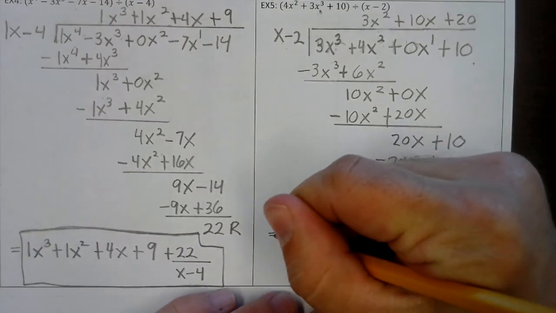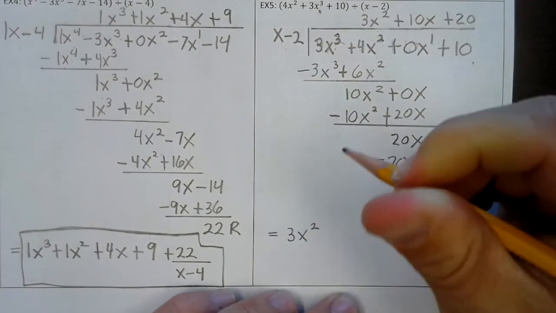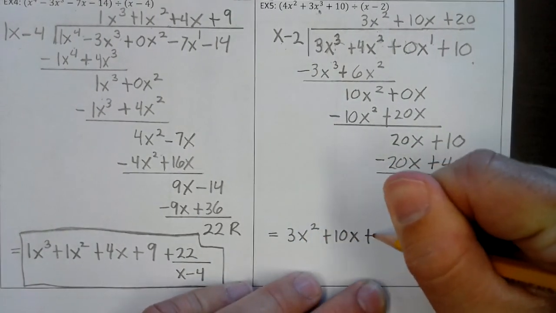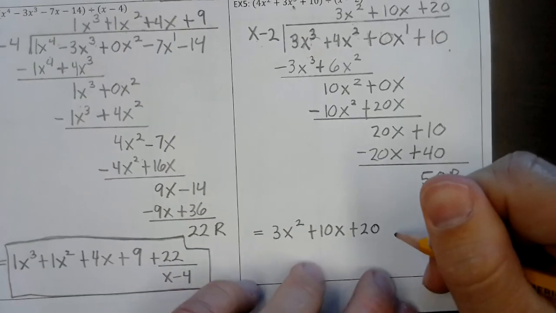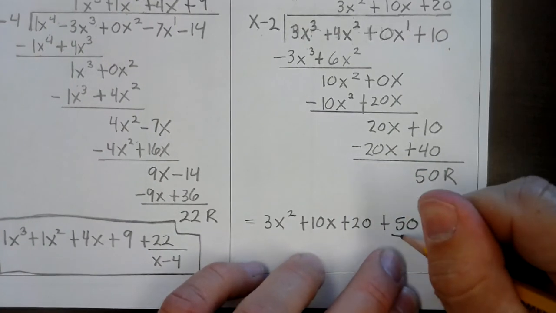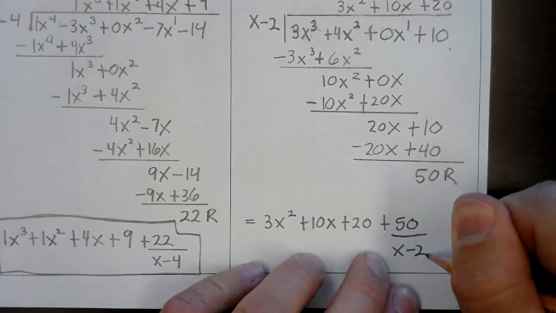So you get 3x squared plus 10x plus 20 plus 50 divided by x minus 2.